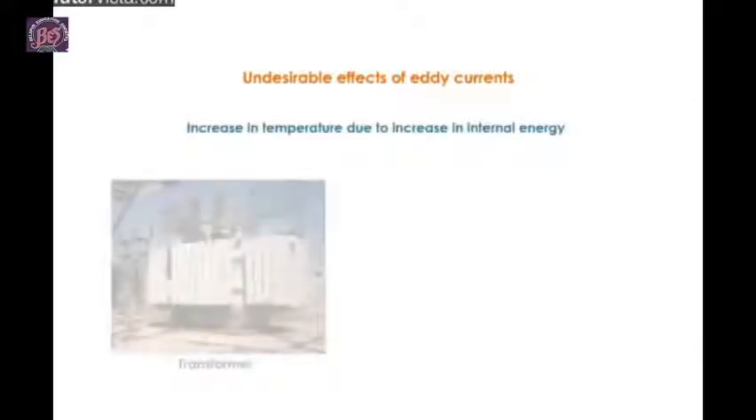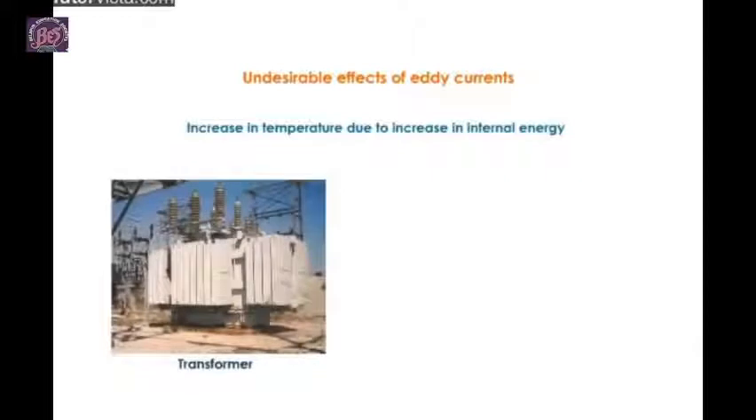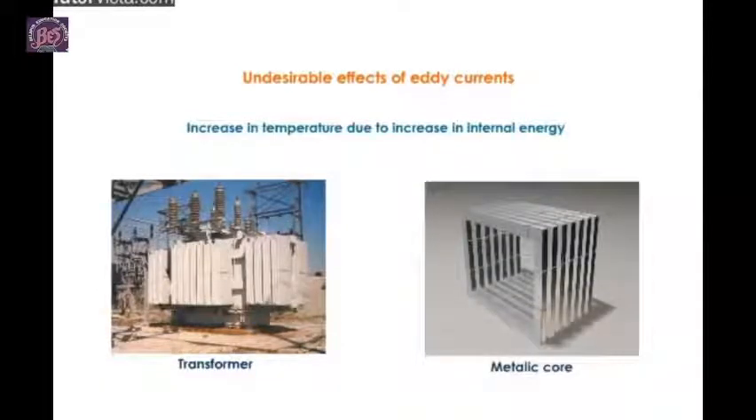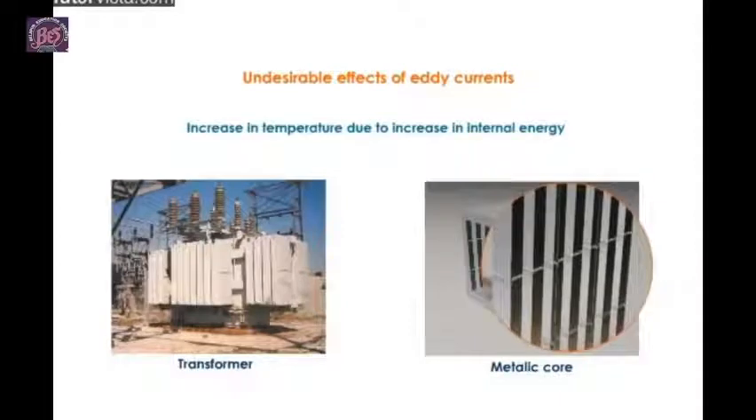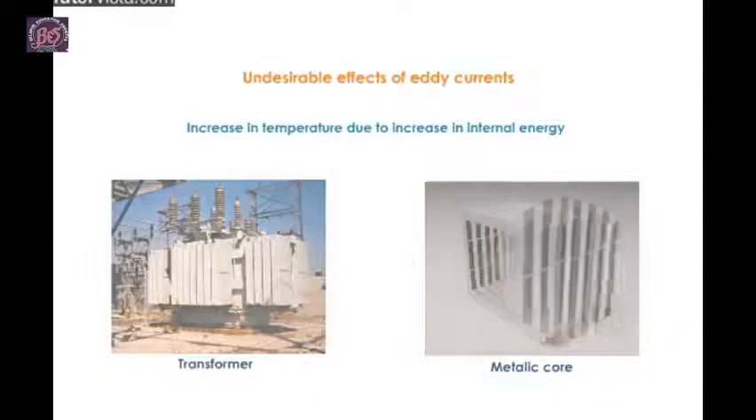In some cases, the eddy currents may produce undesirable effects. For example, they increase the internal energy and therefore can increase the temperature of the material. For this reason, devices like transformers, which are constantly subjected to changing magnetic fields, are often laminated, or their metallic core is divided into thin sheets. Each of these sheets is insulated from one another.